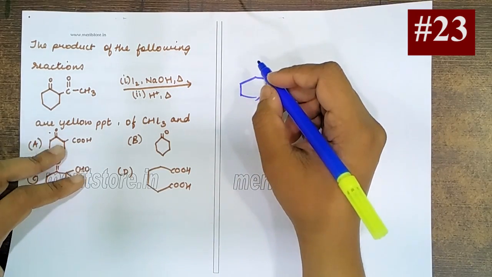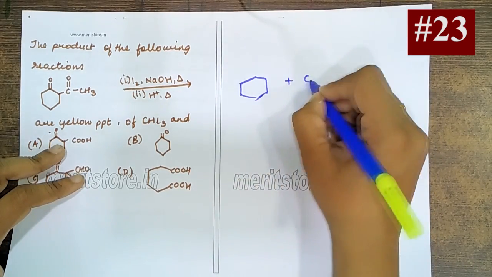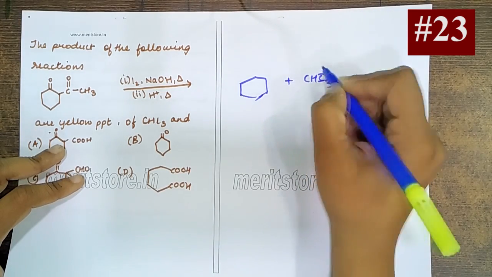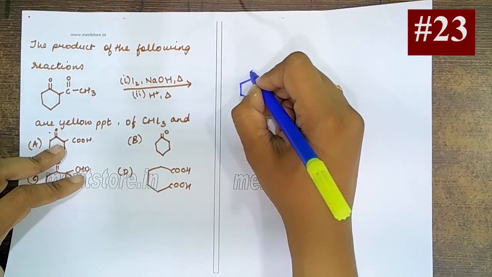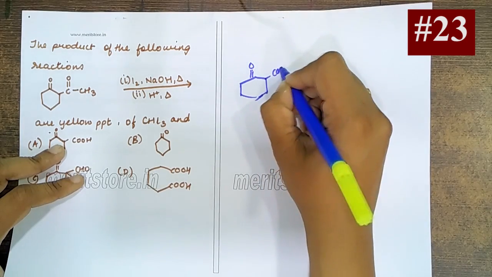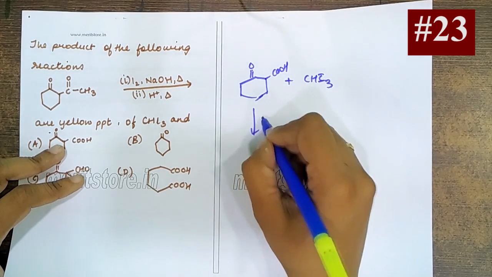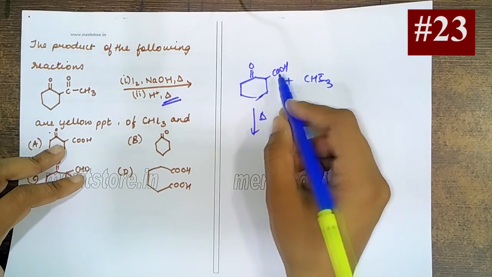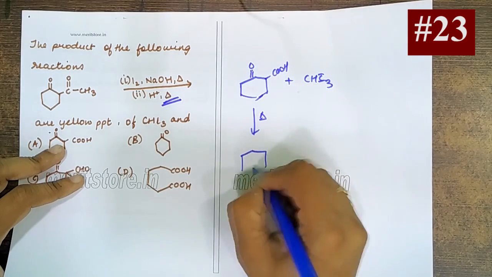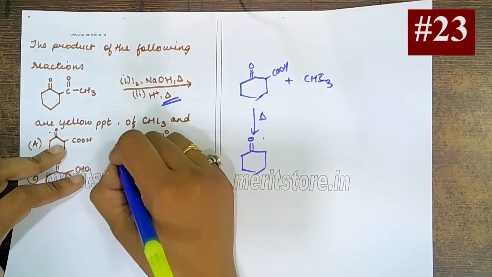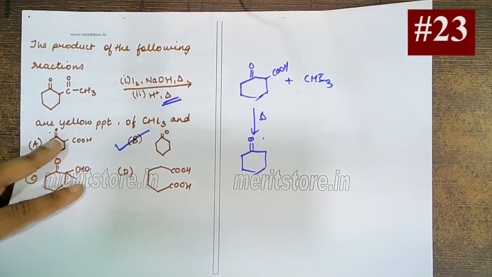The product of the following reaction, if you allow this to react with I2/NaOH, I2/NaOH will give us the formation of iodoform, CHI3, along with this particular compound turning to the corresponding acid. And this acid, if you heat it, because they have told us to heat also, will simply turn to cyclohexanol. So option B.